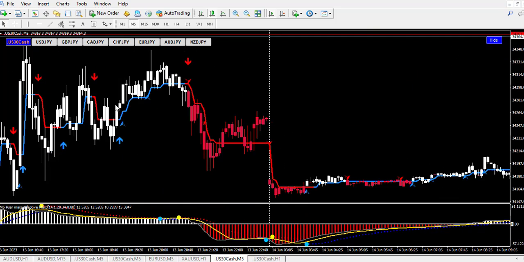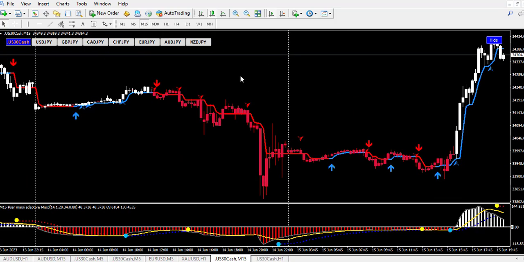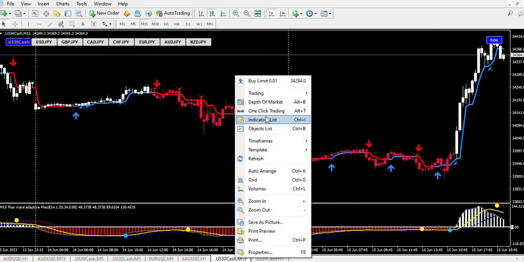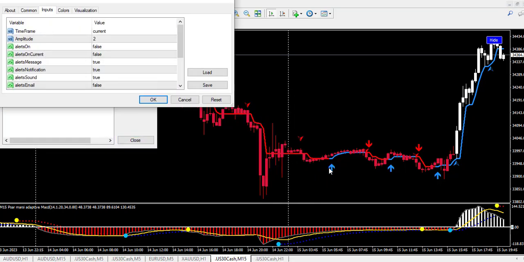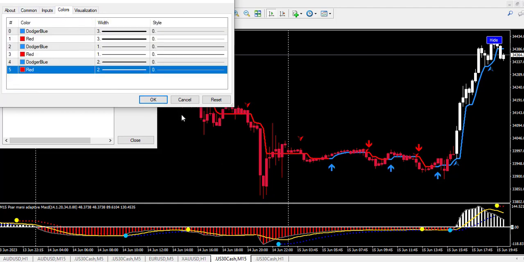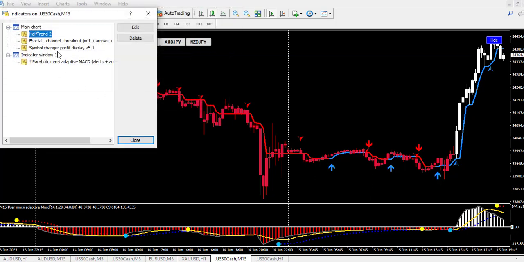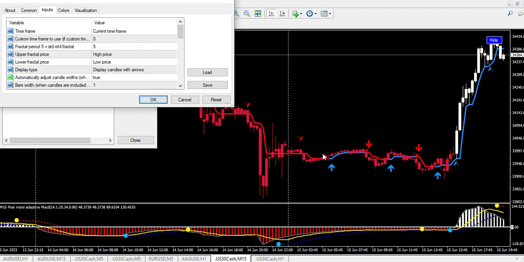Now let me show you all the indicators I use and the settings. The first indicator here that gives us this arrow, blue and the red arrows, is Half Trend, and these are the values, and these are the colors, Dodger Blue for buy and red for sell. And the second indicator I use that changes this candle color from white is a fractal channel breakout indicator.